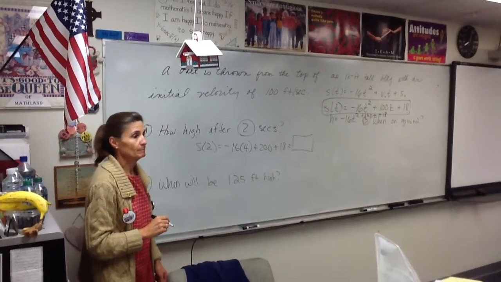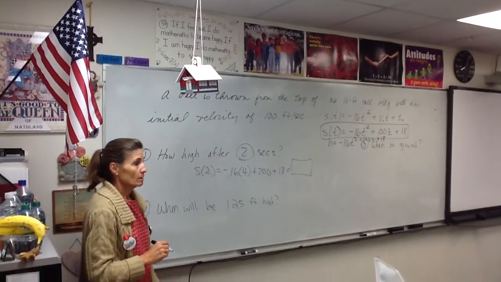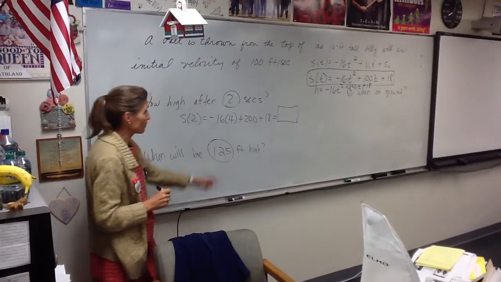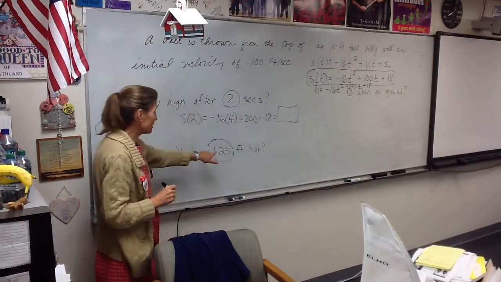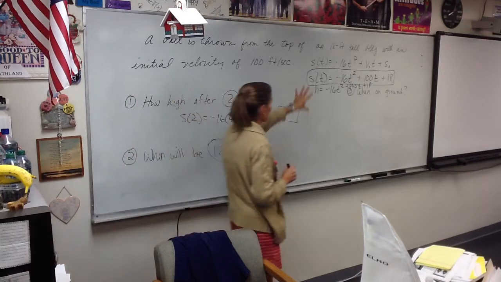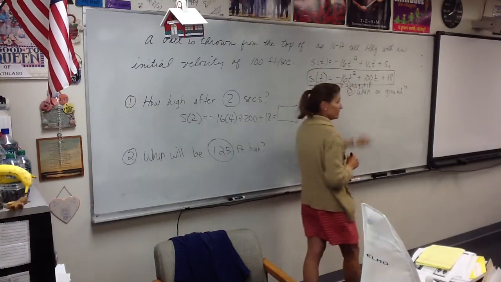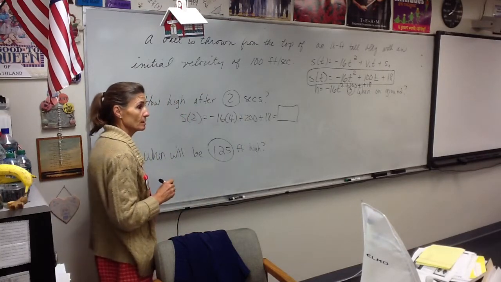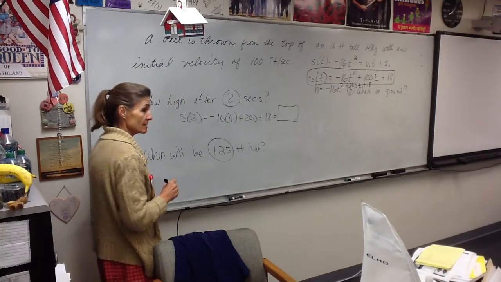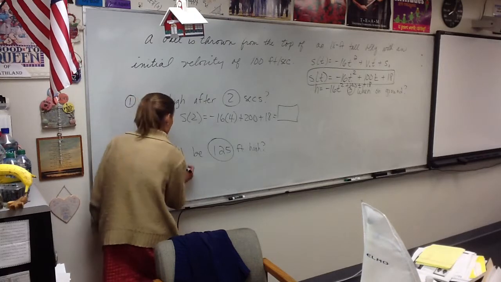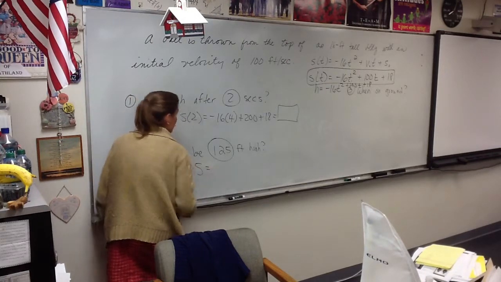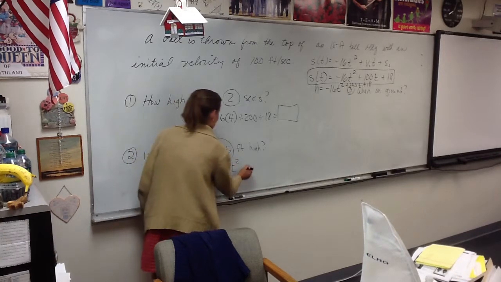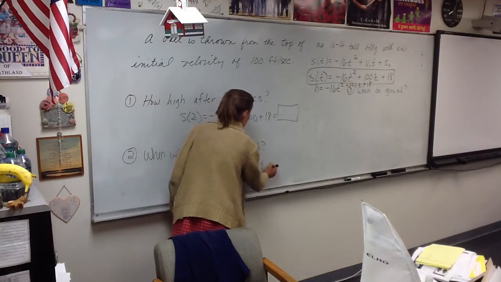125 feet high. Well, again, I have to do something with that number. There's my equation. This is going to go in either here or here. Where am I going to put the 125? That is the distance. So I'm going to have 125 equals negative 16t squared plus 100t plus 18.